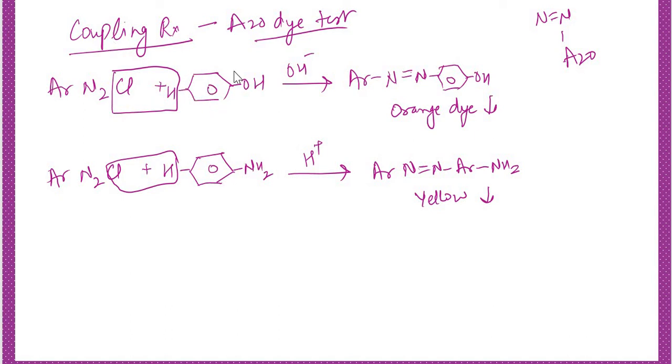Now this reaction can be used as a test also, a very important test. If I have to distinguish between phenol and something, or maybe aniline and something, or maybe phenol and aniline, we can do this test. So what we do is we take benzene diazonium chloride, we take phenol in the presence of base. What we get is an orange color, and it's not that difficult.